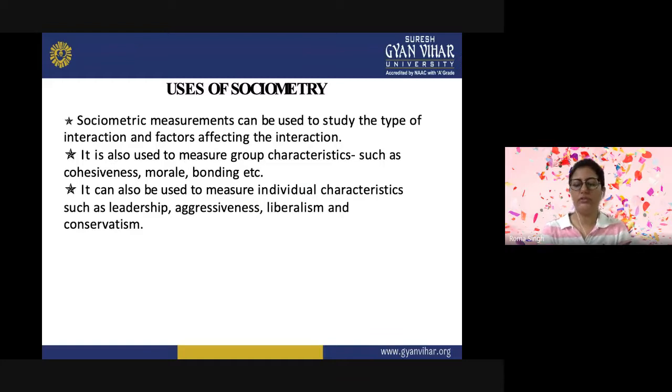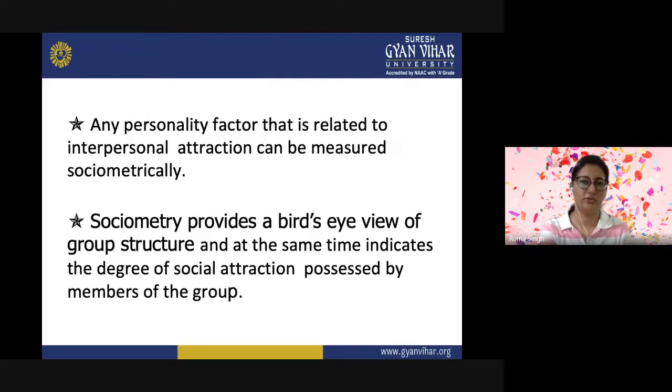There are many uses of this kind of technique in the class. Sociometric measurements can be used to study the type of interaction and factors affecting the interaction. It can also be used to measure group characteristics such as cohesiveness, morale, bonding, etc. It can also be used to measure individual characteristics such as leadership, aggressiveness, liberalism, and conservatism. So various kinds of social qualities can be found out using sociometry.